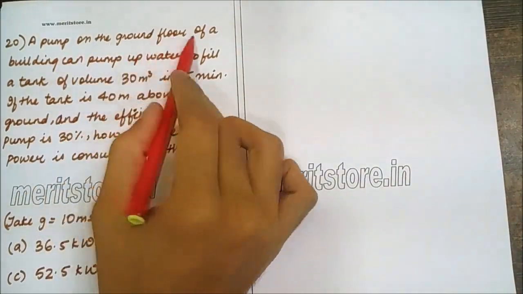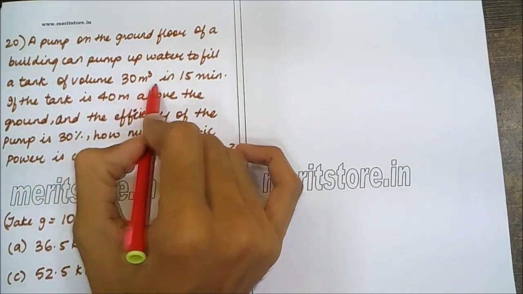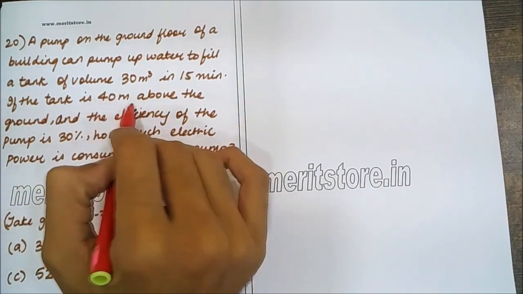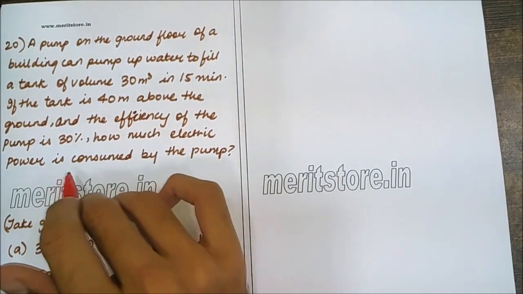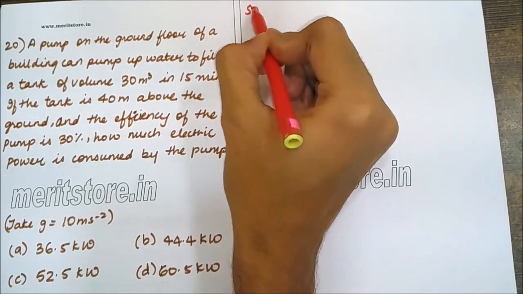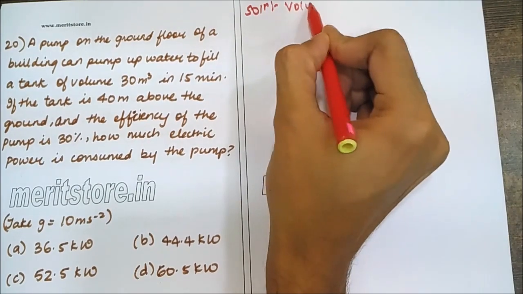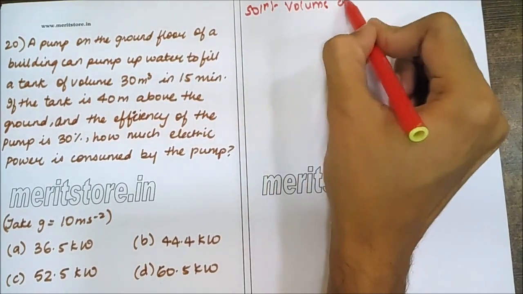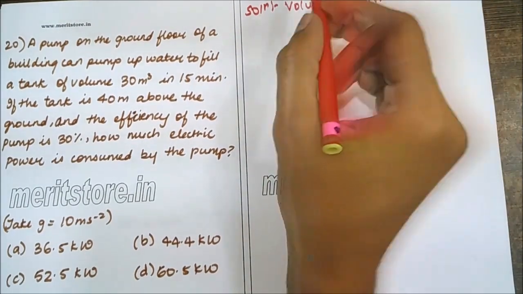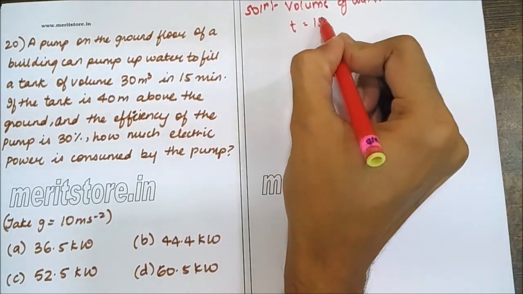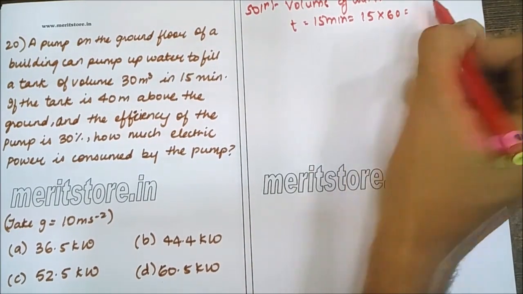Now, a pump on the ground floor of the building can pump water to fill a tank of volume 30 meter cube in 15 minutes. If the tank is 40 meters above the ground and the efficiency of the pump is 30%, how much electric power is consumed by the pump? Okay, so here we are given the volume of the water, that is 30 meter cube. Next we have time, which is 15 minutes, that is 15 into 60, which gives you 900 seconds.